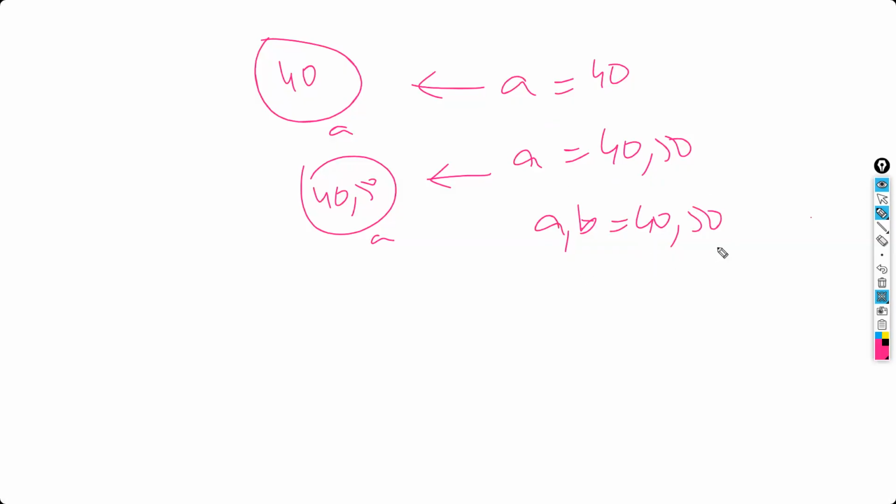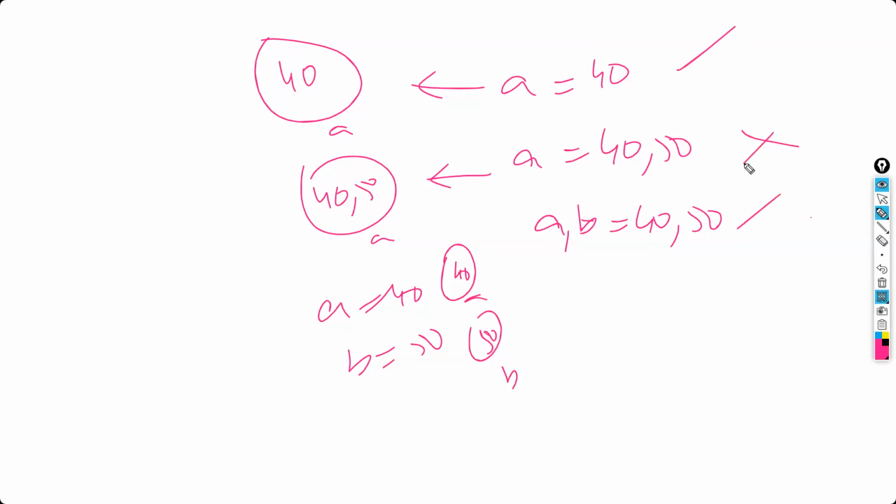Now, what is this one? A is equal to 40, B is equal to 50. Separately, it is going to create 40 with A and 50 with B. Both are int type. So you remember this one, you remember this one, you have forgot this one. Means you have forcefully sent into the brain at that time.